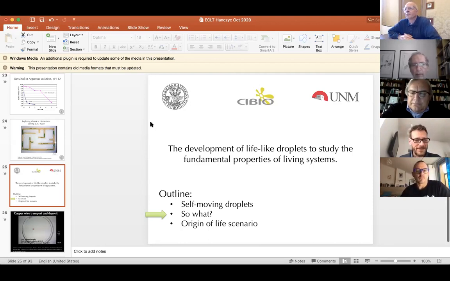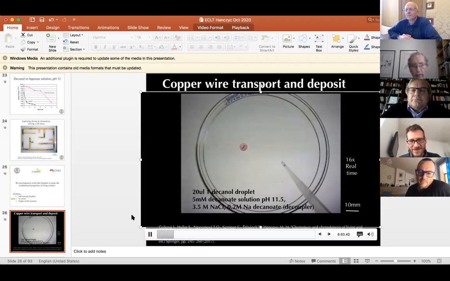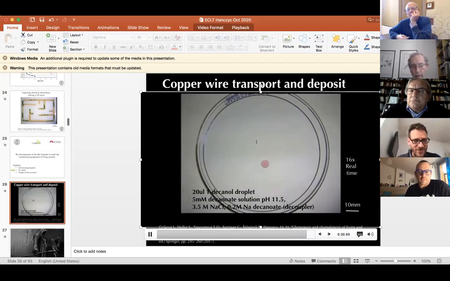Okay, so what? We tried to do some experiments with this droplet system where we can move stuff around, like putting solid copper wires inside, so potentially conductive things, and moving them around in different ways with different solutions. So we're able to transport different kinds of things around. Right now we're adding a bunch of different surfactants. Then we want the droplet to let go of the copper wire and move out of the way, and that's what it does. So we're able to do some transport of this.